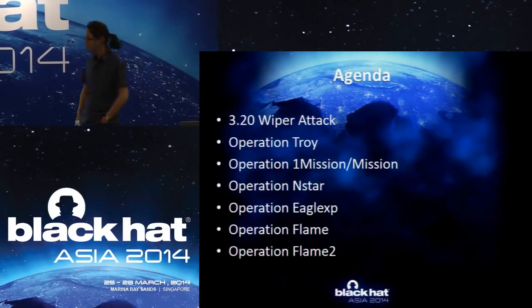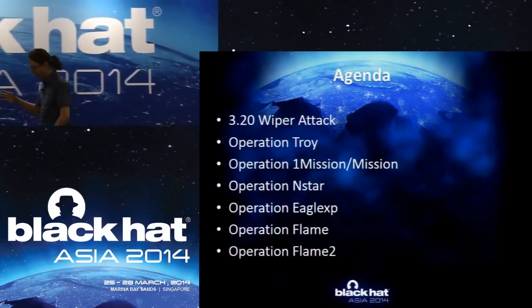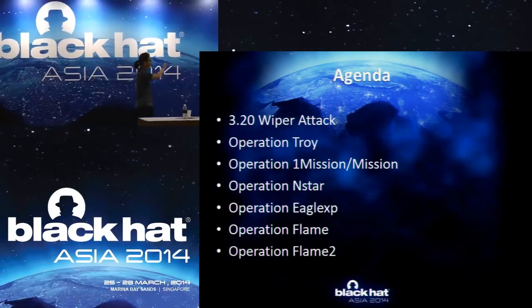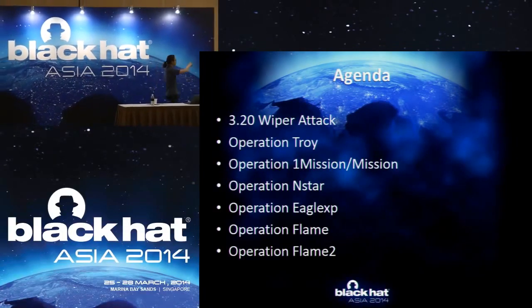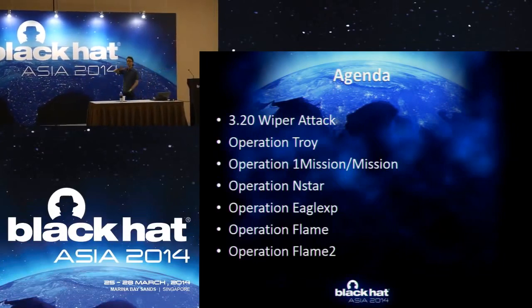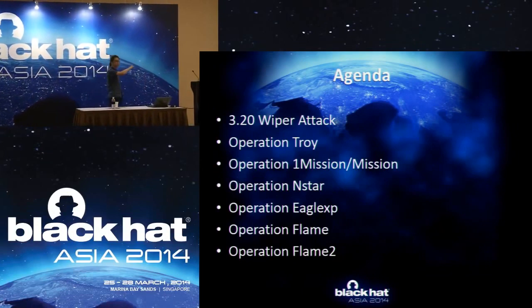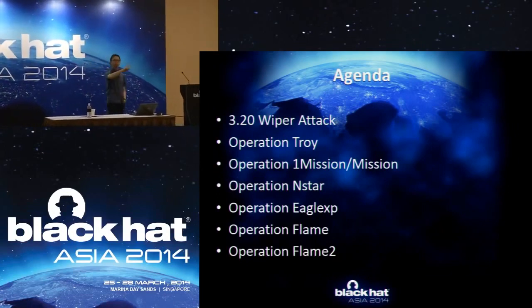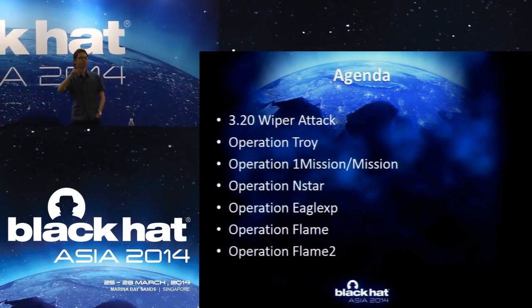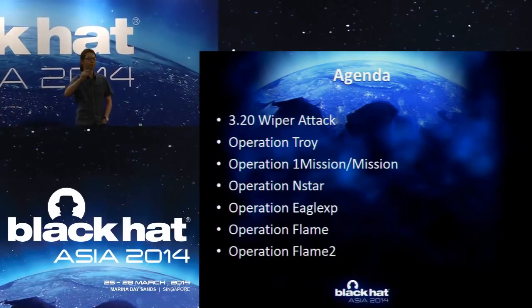So here is the agenda. We start from the March 20th attack from last year, and then go through, based on the characteristics, what we found: Operation Troy, One Mission, and Nstar Eaglexp. Those 4 operations we might have heard of, right? But the last 2, Flame and Flame 2. Anyone heard of them, except for the Flame from Kaspersky? Anyone? Great.